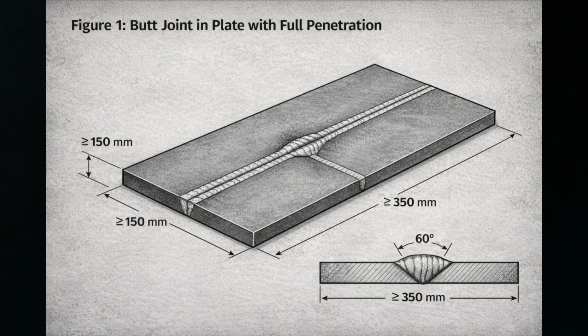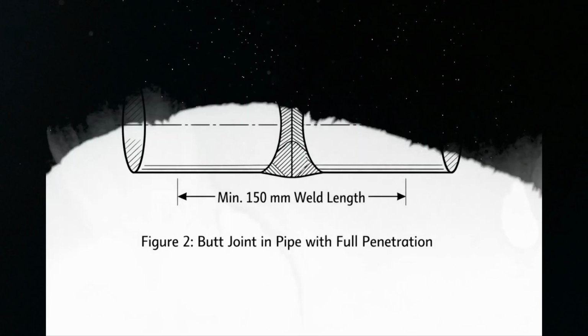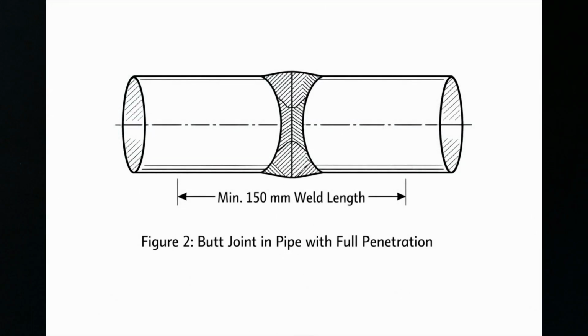This test piece qualifies the widest range of production joints. A full penetration butt weld in plate qualifies full and partial penetration butt welds and fillet welds in any type of joint. When your production work involves pipes, tubes, or hollow sections, other than square or rectangular hollow sections, you may use this test piece. The minimum weld length is 150 mm.